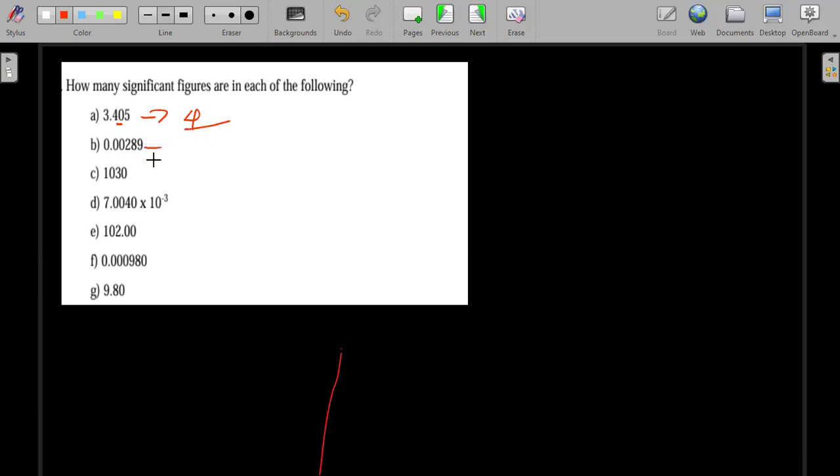Let's try the next one. How many significant figures are we going to have there? 3. Okay, 3 significant figures. Trailing zeros are never significant, so in this case, we have 3 significant figures. True. Let's go to this one. How many significant figures are we having here?